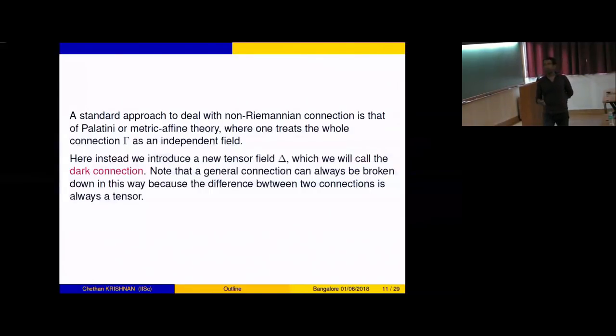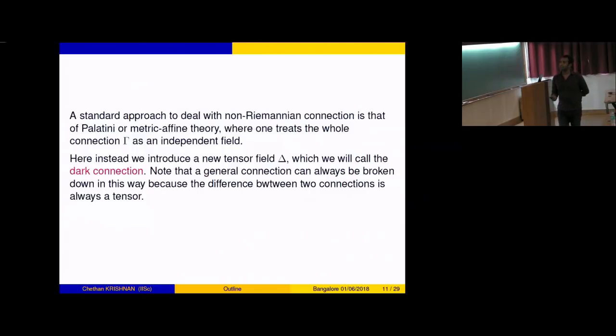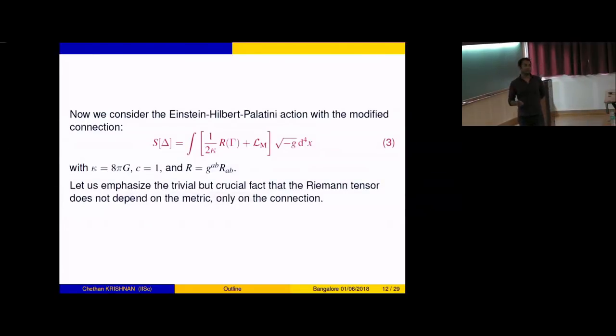But here instead, we are going to add a tensor field, this delta, and we call this the Dhar connection. This general connection can always be broken down in this way because the difference between any two connections is always a tensor. So in some sense, this is the most general connection that we can have. Then you just write down Einstein's equations, the Einstein-Hilbert Lagrangian, and because delta is a background, note that now this is a functional of delta, and I don't have anything to say about it really. I'm just going to put it in by hand. So this is the form of our action. The matter piece can have various things inside it, but this is the thing that we'll focus on for now.